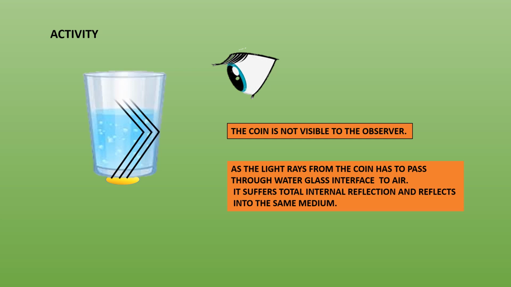See the light rays, it has bent at the glass air interface because the glass is filled with water and the incident angle is greater than critical angle. That's why the light rays, instead of reaching the observer, they have bent into the same medium, and this is total internal reflection.